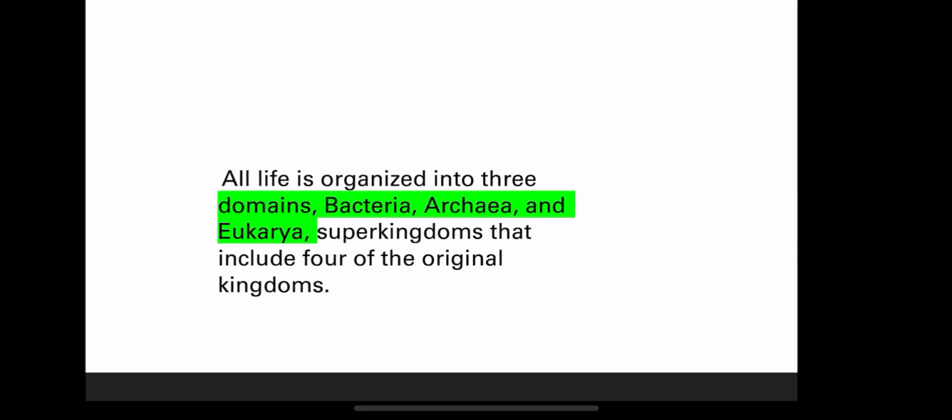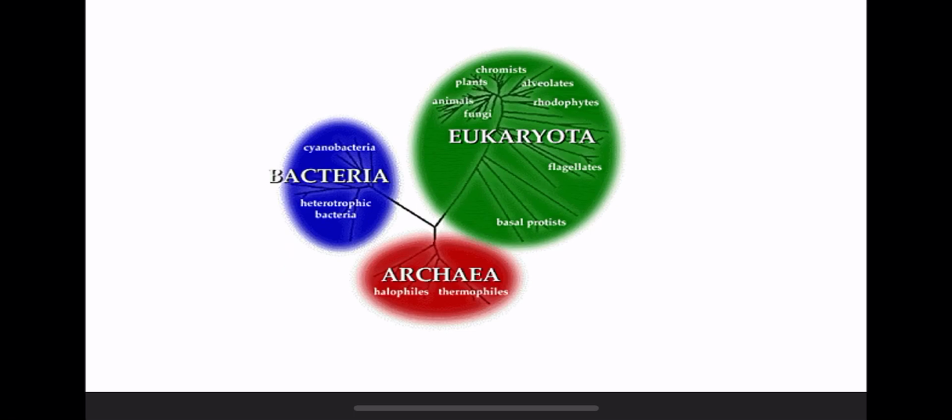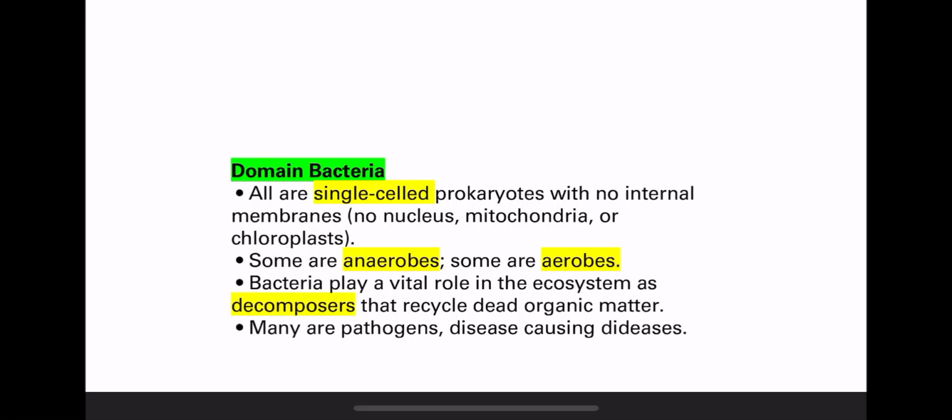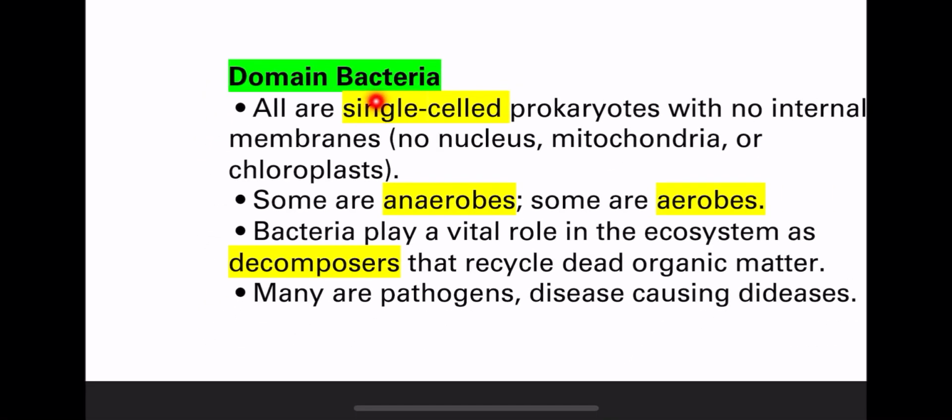Let's see the general characteristics of all those domains. Here are the three domains: bacteria, archaea, prokaryotes, and eukarya or eukaryota, eukaryotes. Number 1, domain bacteria. Domain bacteria are single-celled. They are prokaryotes, they don't have nuclei and membrane-bound organelles. Some of them are anaerobes, others are aerobes. Anaerobes live without oxygen. Aerobes need oxygen to live.